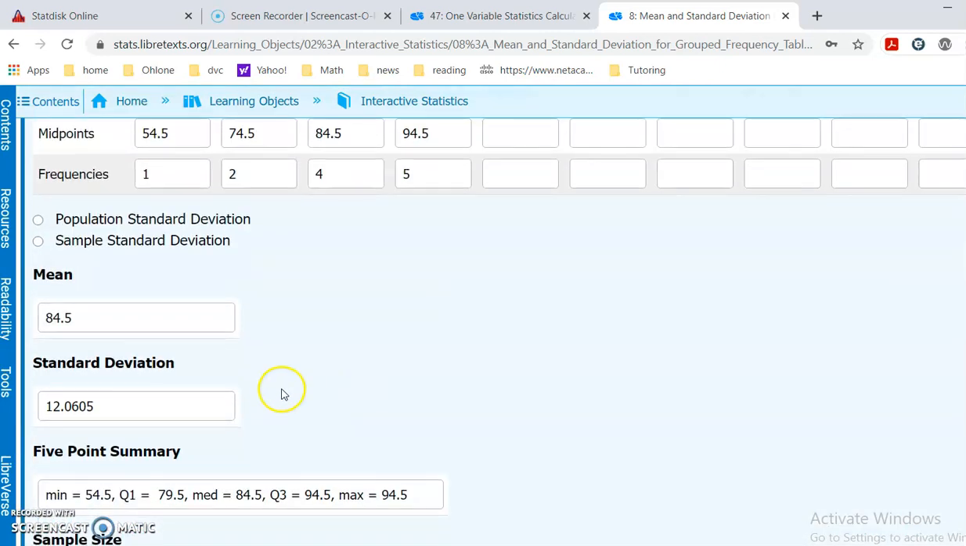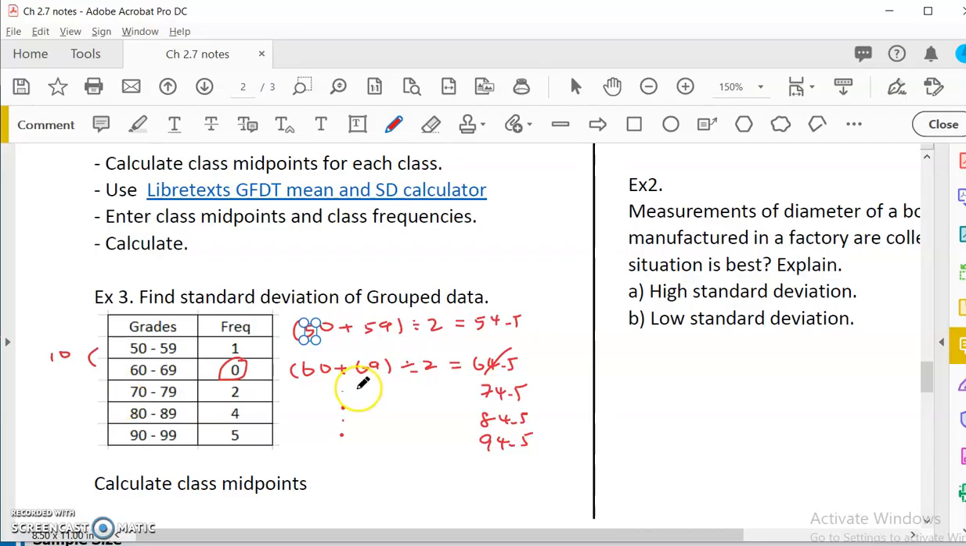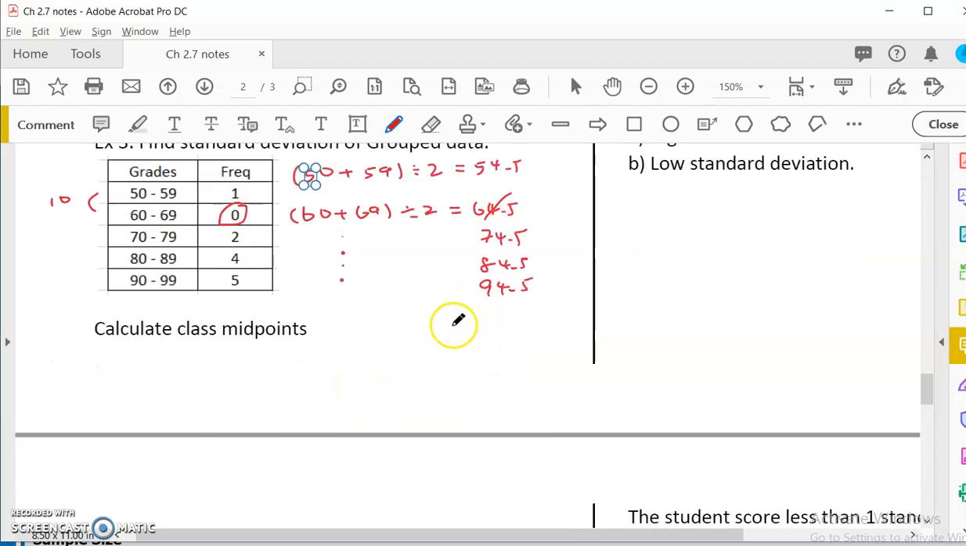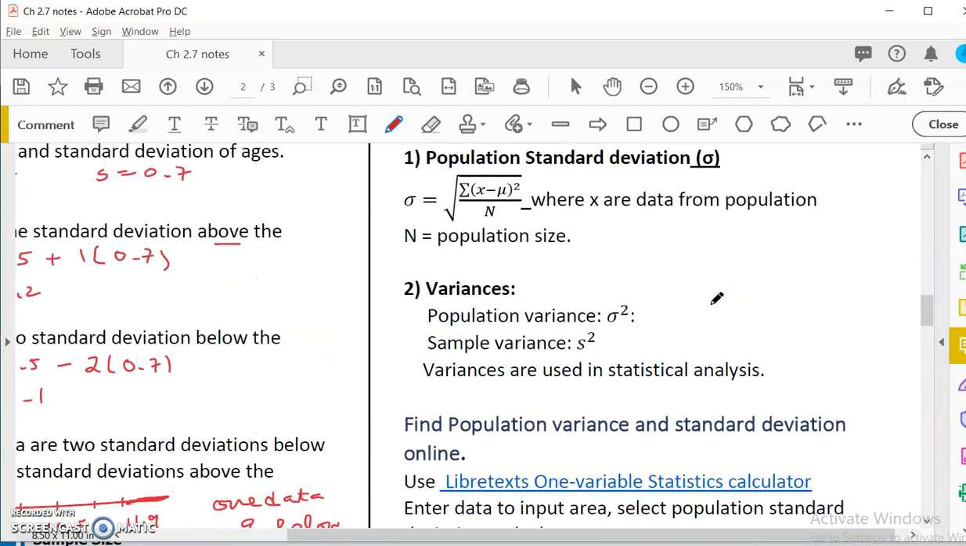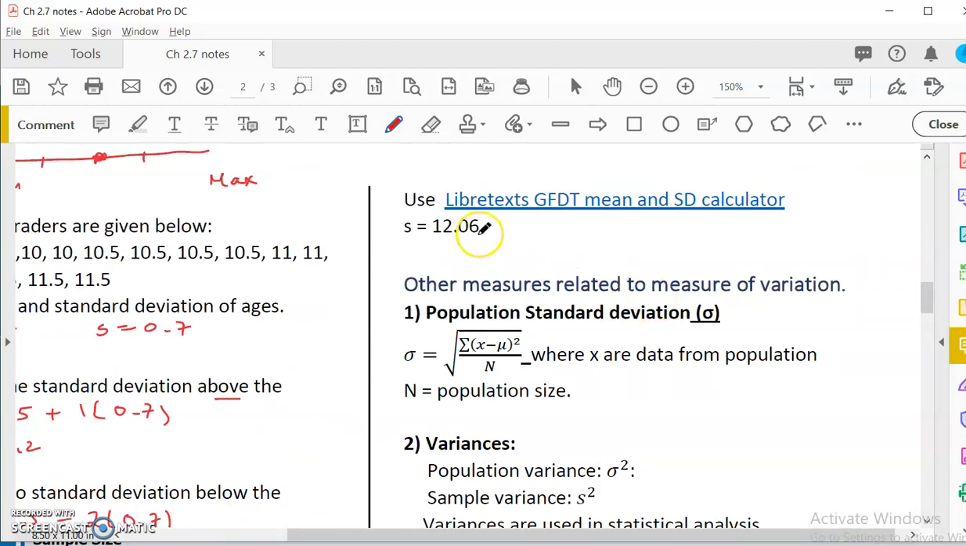You just do calculate. Oh, but the calculate is at the bottom. So you do it and the mean is 84.5. The standard deviation is 12.1. Okay, I want to round to 1 decimal place. So I calculate all the class midpoints, I put them here and I enter it. So it's 12.06, round to 12.1. So that's how you do it.